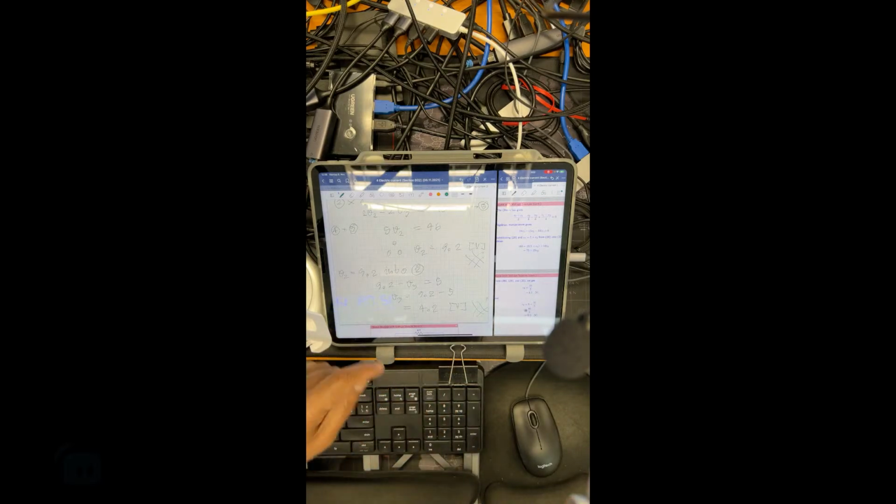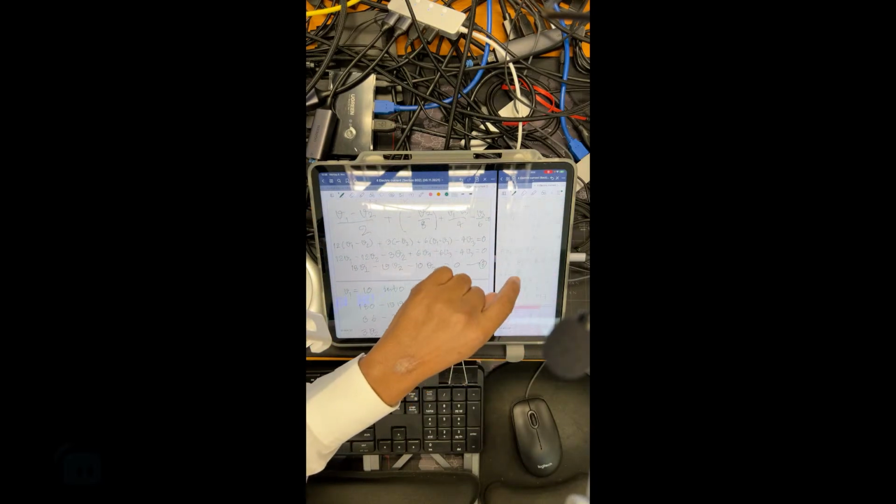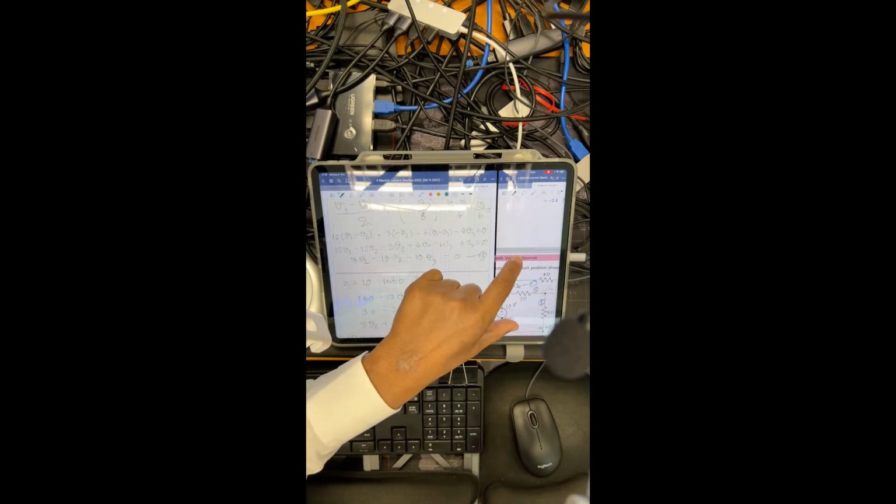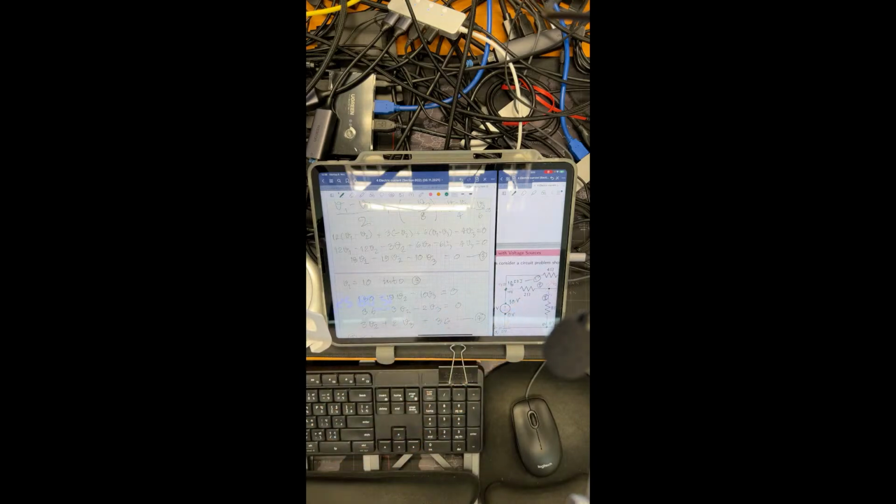And what about V1? V1 has been found already at the beginning. V1 is 10. Okay, we use the technique of supernode to solve this one. Please be careful about the number of branches related to the supernode. The supernode is big and it's connected to 4 branches. If you have any question, just let me know.